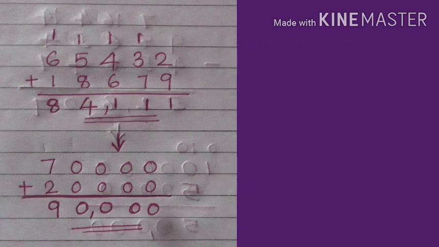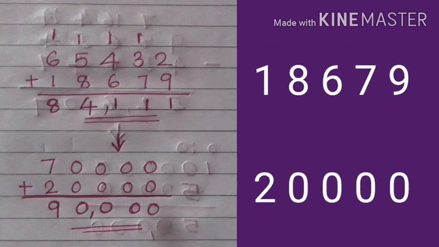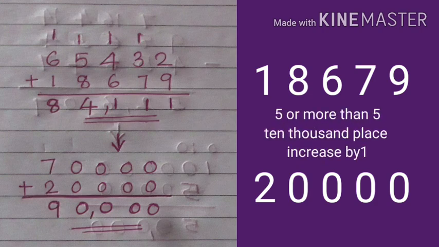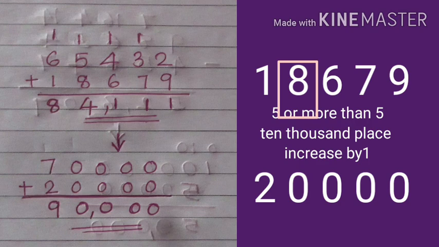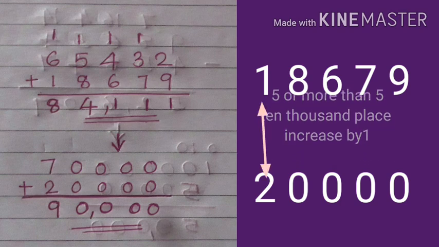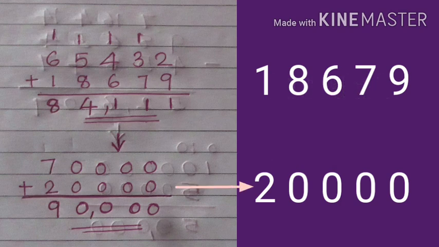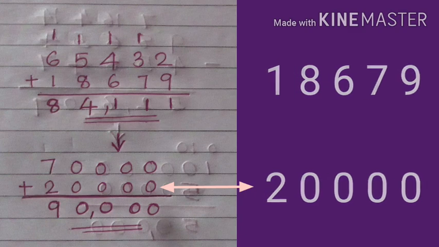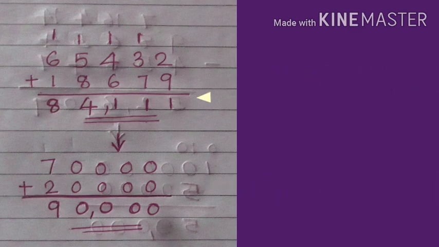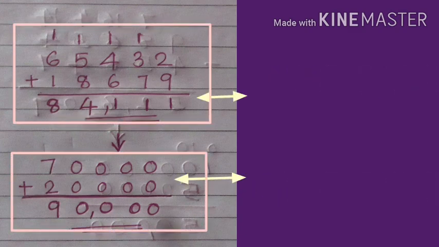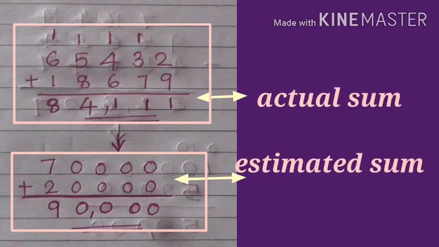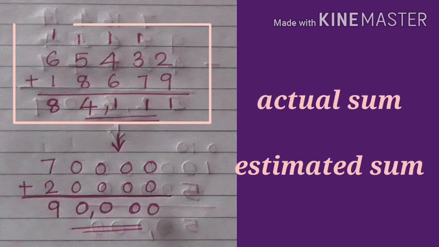And rounding the number 18,679 to the nearest 10,000s place. So we look at the thousands place. Here the thousands place is 8. So increase the digit at the 10,000s place by 1. So 1 becomes 2. Then we get 20,000. Then add the numbers, we get 90,000. So the actual sum is 84,111 and the estimated sum is 90,000.